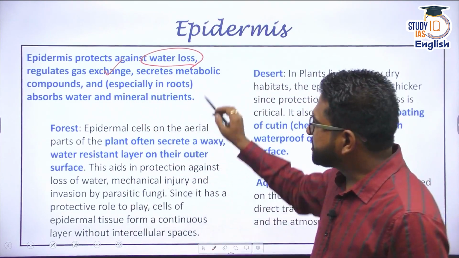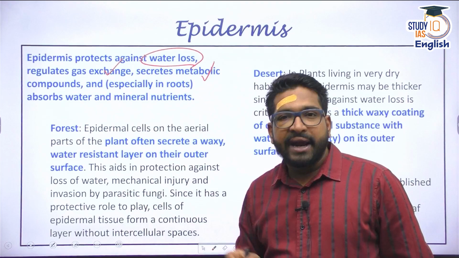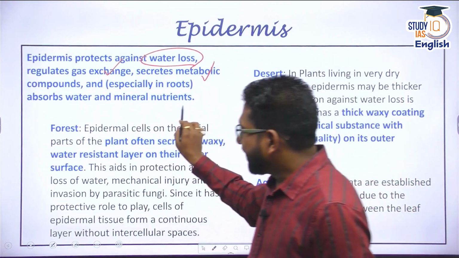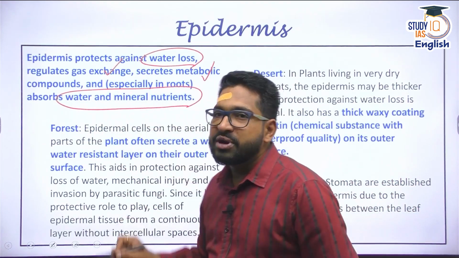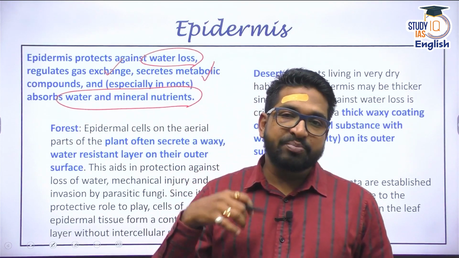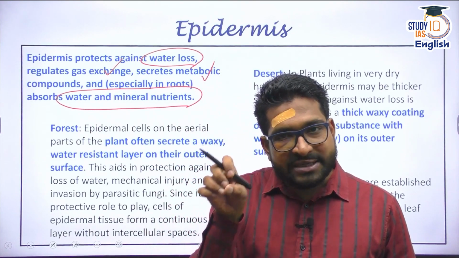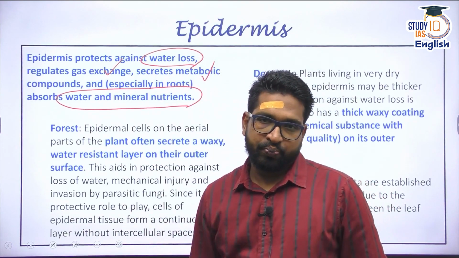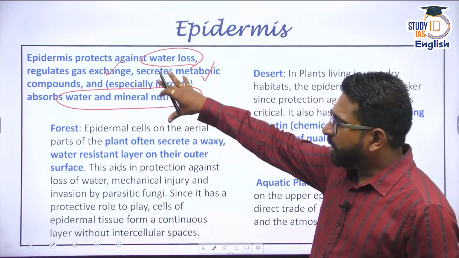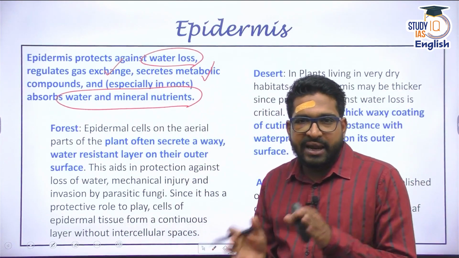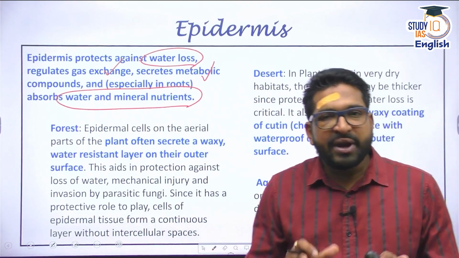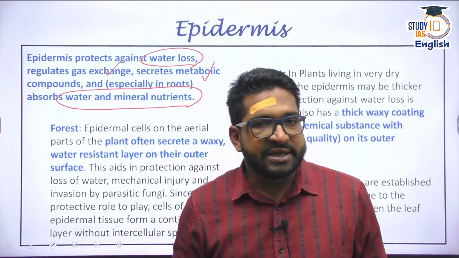It also helps in secreting certain metabolic compounds. And in roots, especially, it helps in absorbing water and mineral nutrients. It also helps many plant roots to excrete. And we see that there are a lot of adaptations that happen in the epidermis depending on the environment in which the plant is developing.